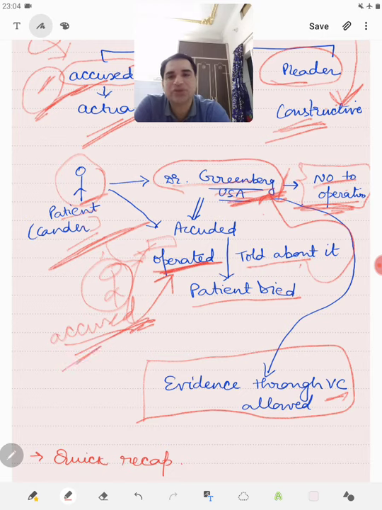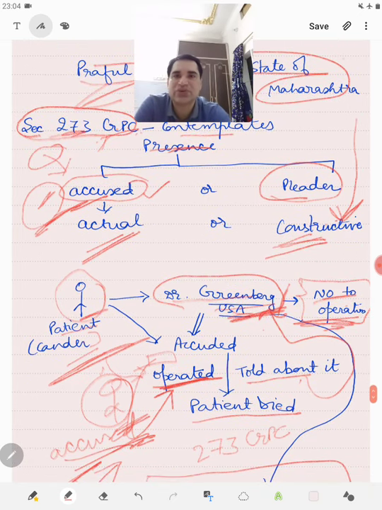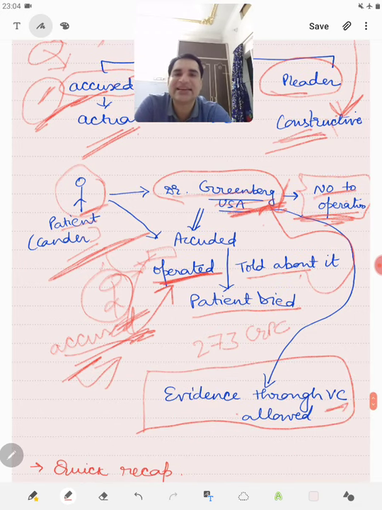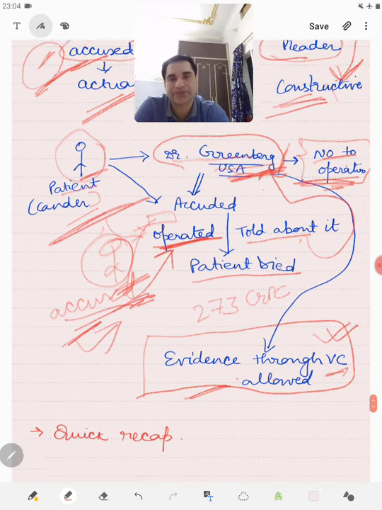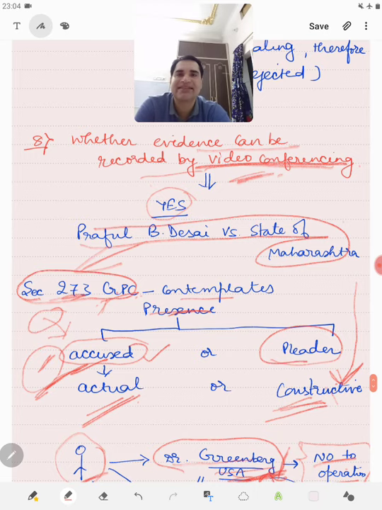But the accused party, or the defense, said that that would not be admissible because under section 273 of CrPC, evidence should be given in presence of the accused. Then the court said that section 273 contemplates both actual as well as constructive presence of the accused, and this would be the constructive presence, and therefore video conferencing can be allowed. So evidence can be recorded by video conferencing.